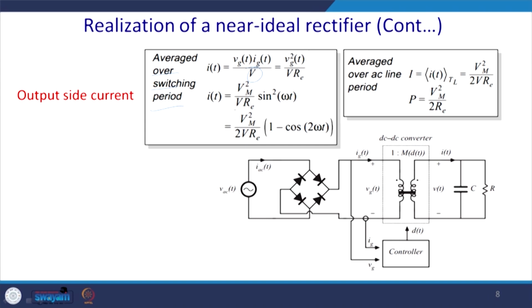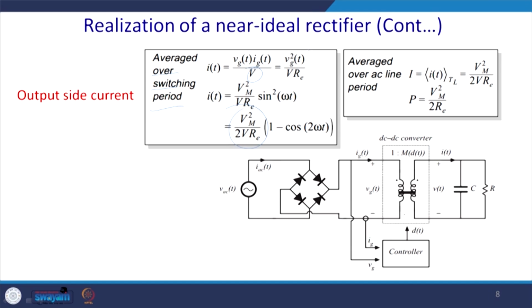Similarly, IT equals, we can write it in terms of this, we can multiply these two. So, Vm square by Re sin square omega t, and thus we can split. So, this part is DC, that is Vm square by 2Re times 1 minus cos 2 omega t, that will have a double frequency ripple, and averaged over the AC line period it will be Vm square by 2Re. So, P will be equal to Vm square by Re. So, ultimately this is your rectifier portion.